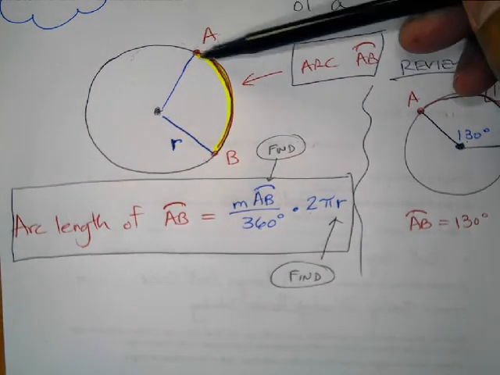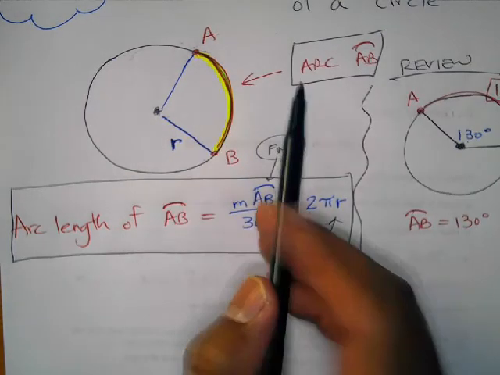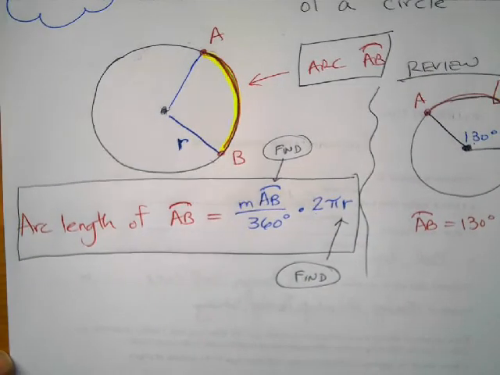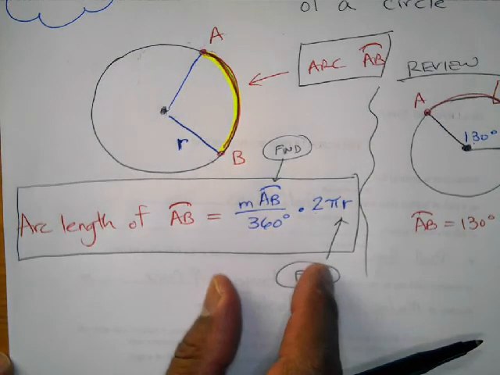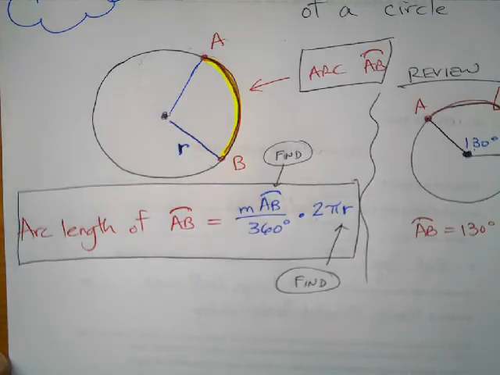Okay, so that's what we're doing. This formula is used to find how long this arc is. Like if we were to straighten this line out and actually measure it, that's what this formula is about. Okay, that's why it's called arc length.